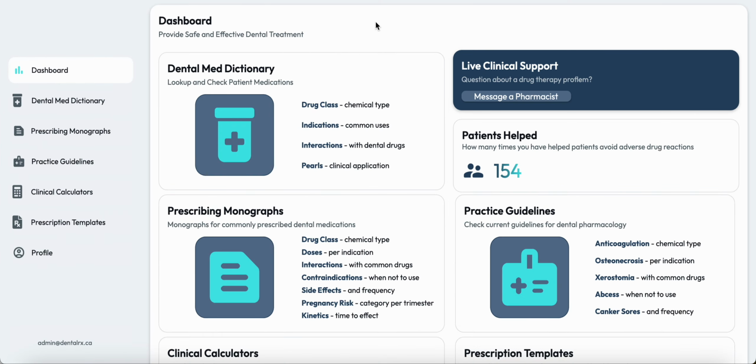So I hope you guys are excited for the DentalRx platform. That was a brief overview of essentially all the modules and how you'd go through them for a patient case.